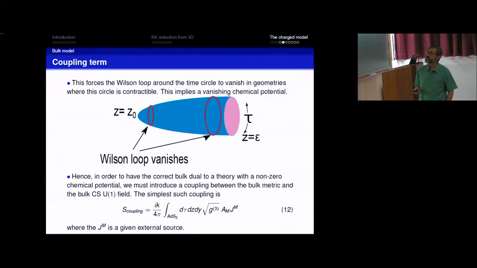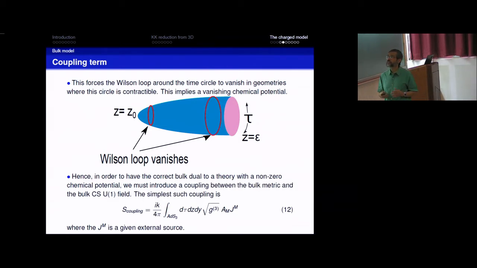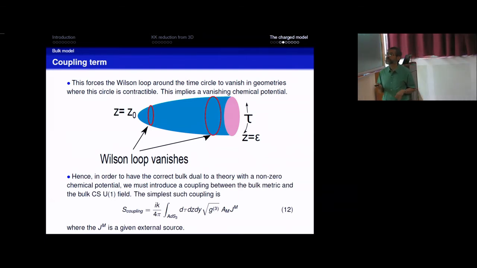Okay, so eventually, however, we would like to have a Wilson loop along this non-contractible time circle at the boundary, because that is the one that is going to be identified with the chemical potential. And as a result, this situation, therefore, we have to correct for it. So how do we correct for it? So we basically add a coupling term between the Chern-Simons fields and gravity in the bulk, which is in terms of some external source here.